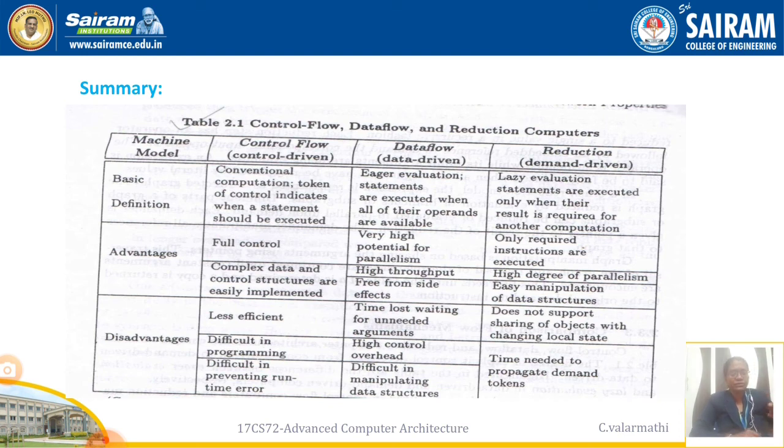Like resource conflicts: when one processor requires a resource from another processor, that situation is called a resource conflict. At that time it will not support the sharing of objects with changes in local states. So it will not allow the sharing of objects. These are some of the advantages and disadvantages in each category.